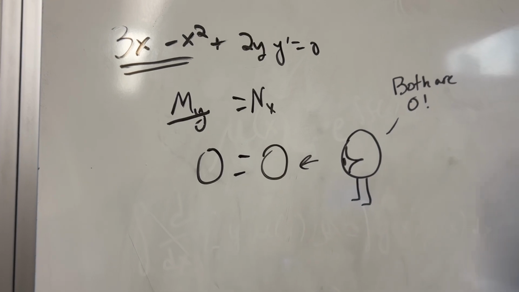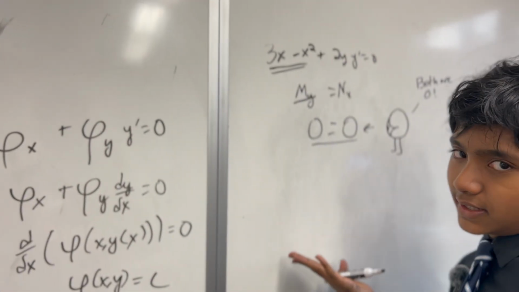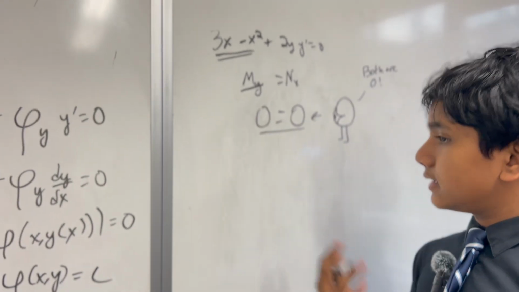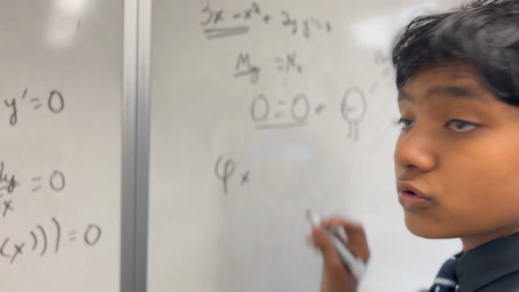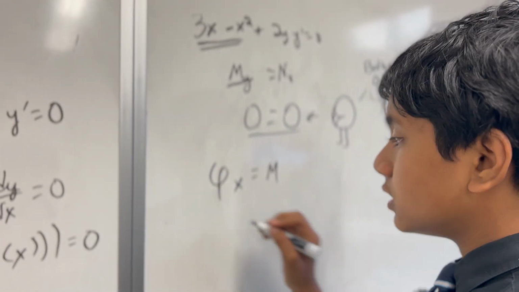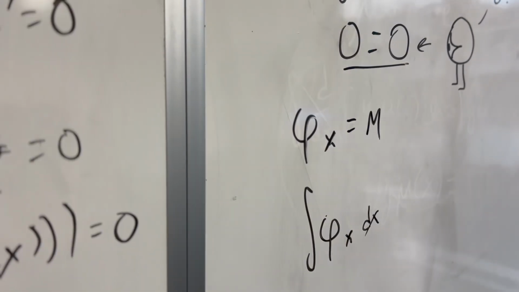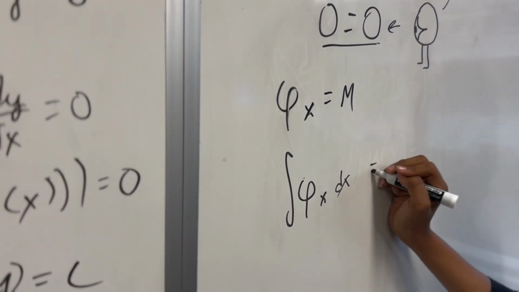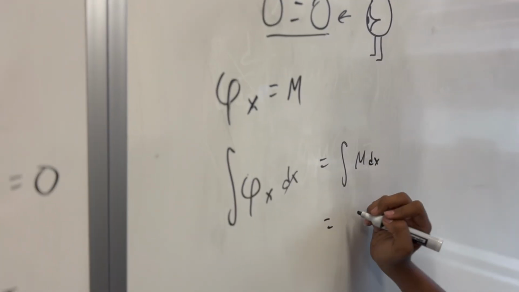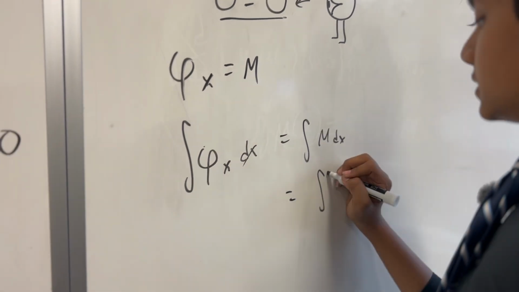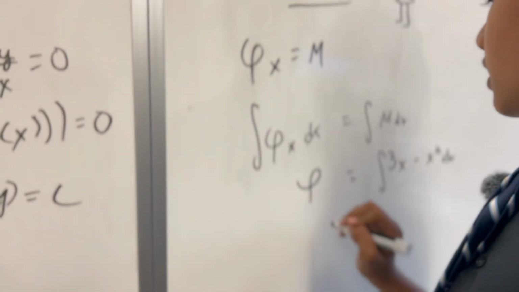So, what does that mean? Well, it doesn't mean anything. Since these are the same, they are both exact. But now we have the partial derivative of phi with respect to x equals M. Since we just took the derivative with respect to x, we should integrate with respect to x to get the original function back. Should be pretty easy. So we have the integral of 3x - x^2 dx equal to phi.